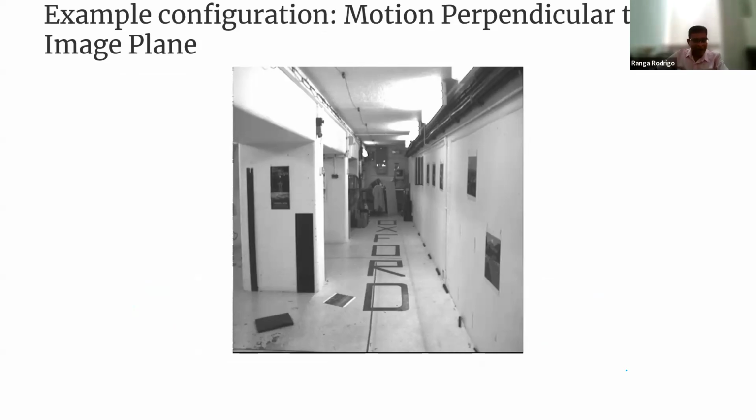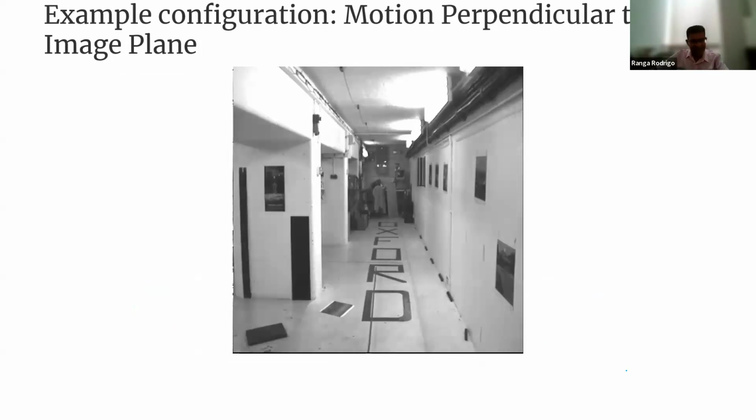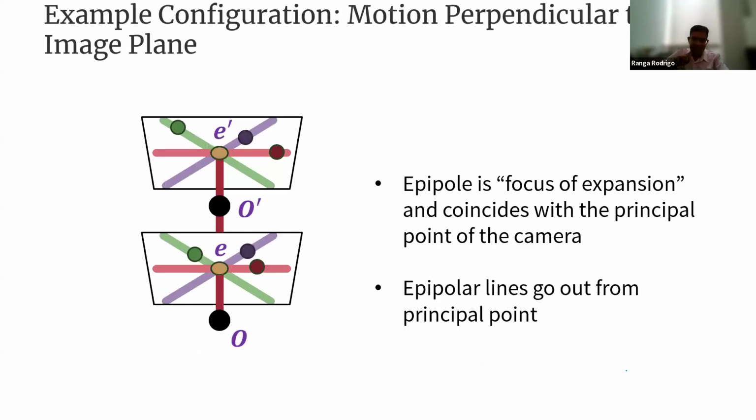Now in this one, the camera is moving along the optical axis, like so. In that case, the motion is perpendicular to the image plane, and the epipole is the focus of expansion and coincides with the principal point of the camera. The principal point is the center of the image. You can see the epipolar lines go out from the principal point.